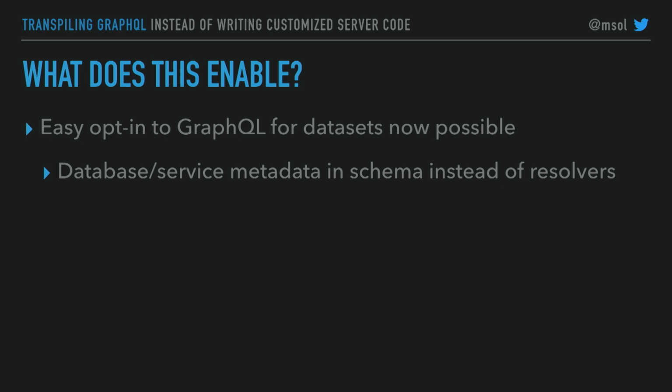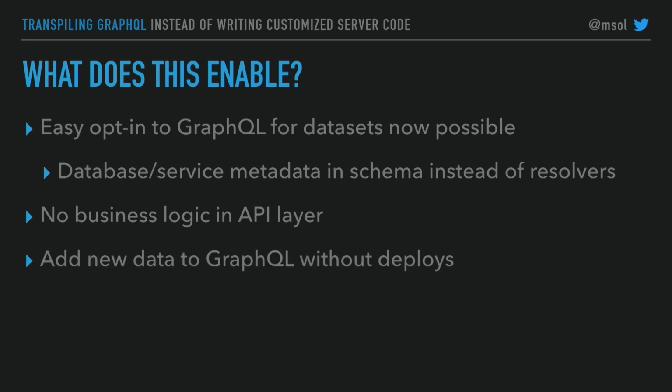Remember that we can use a data access layer that tells us where the graph data lives, so it's easy to augment the schema and wire up new connections like this dynamically. There's also no business logic in the API layer here. Because this is totally generated, there's just no place to even do that. And this has opened the door to adding new data to GraphQL without deploys, because we just need to update our schema with new information. We don't actually need to write new code that needs to be deployed.